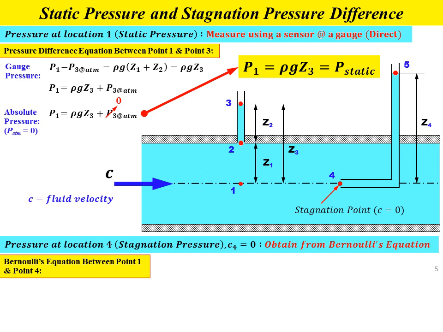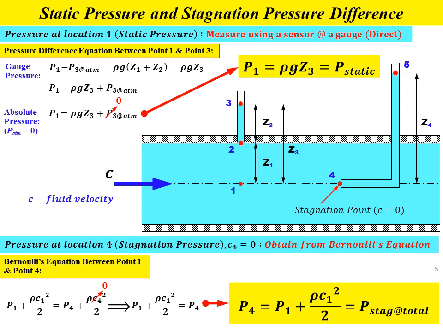According to the Bernoulli equation between point number 1 and point number 4, we get this equation: P1 plus rho C1 square divided by 2 equals P4 plus rho C4 square divided by 2. Because we know that the fluid velocity at the tip of the L-shaped gauge, which is the velocity at point 4, equals 0, the equation is further simplified to: P1 plus rho C1 square divided by 2 equals P4.